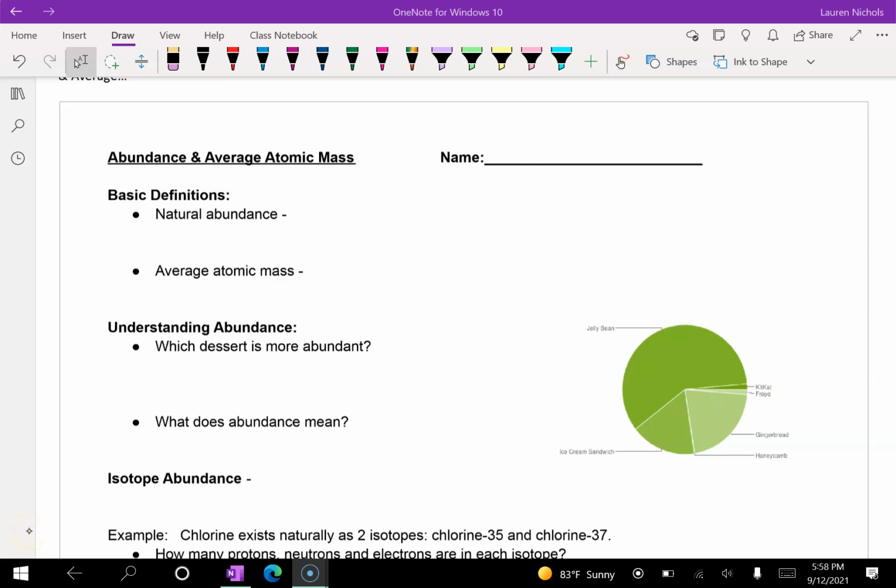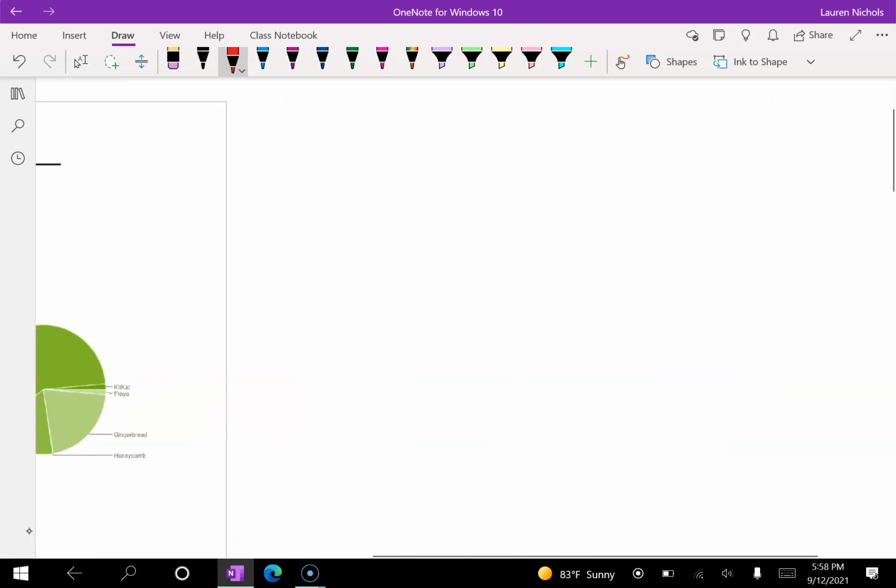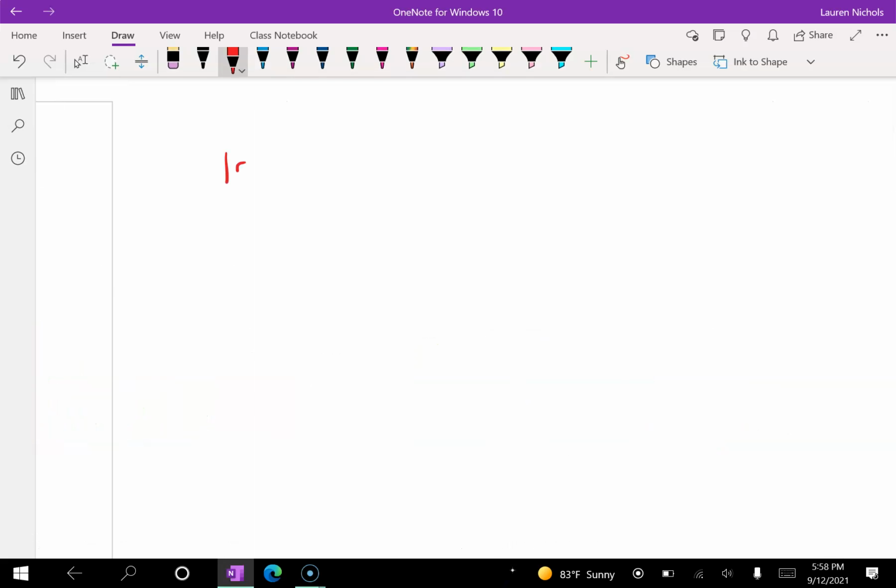All right, everyone. So in this video, we're going to be discussing average atomic mass and abundance. Remember, in our last video, we were talking about isotopes and how isotopes are atoms of the same element that have the same protons, which is what makes them the same element, but they have different neutrons.